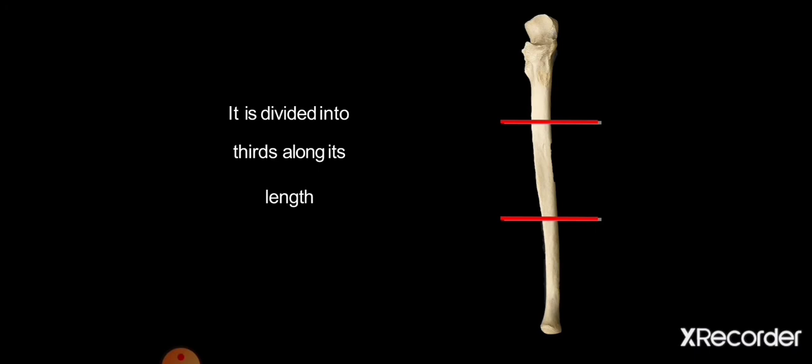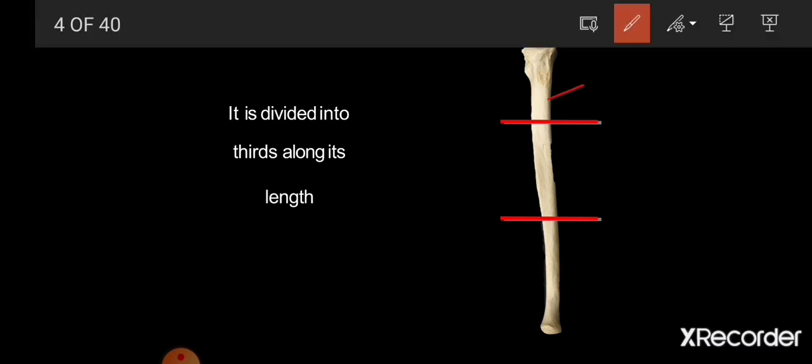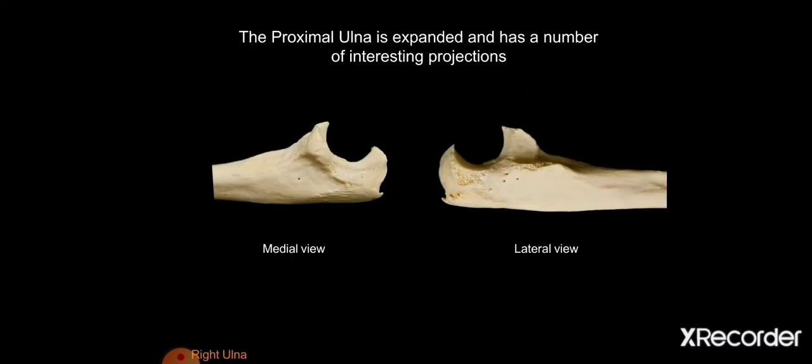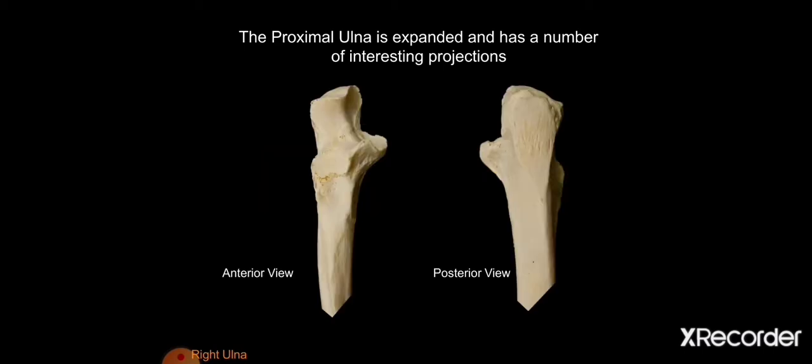The ulna is a long bone, that is why it has been divided into three parts: upper, middle and lower part. So this is the upper end, this is the middle and this is the lower part. At the proximal part we have some interesting projections, processes and notches. So this is the anterior view and this is the posterior view of the ulna.